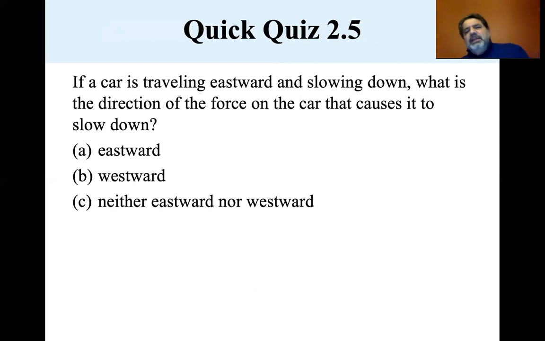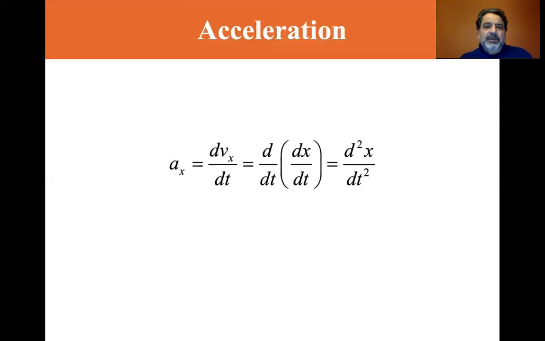So if a car is traveling eastward and slowing down, what is the direction of the force on the car that causes it to slow down? Is it eastward, westward, or neither eastward or westward? And the answer in this case is westward, B. In other words, if it's slowing down, it's in the opposite direction.